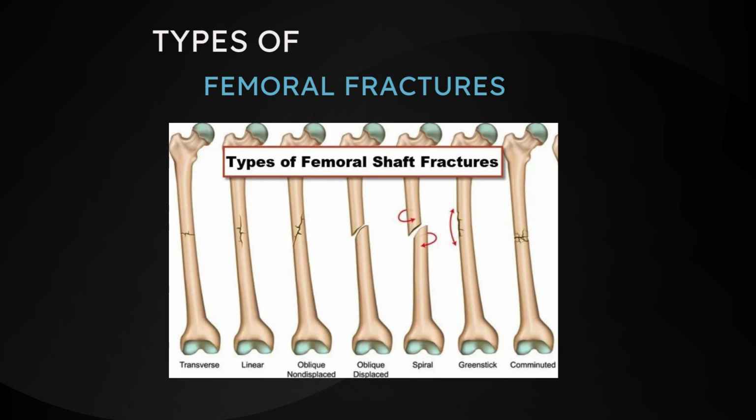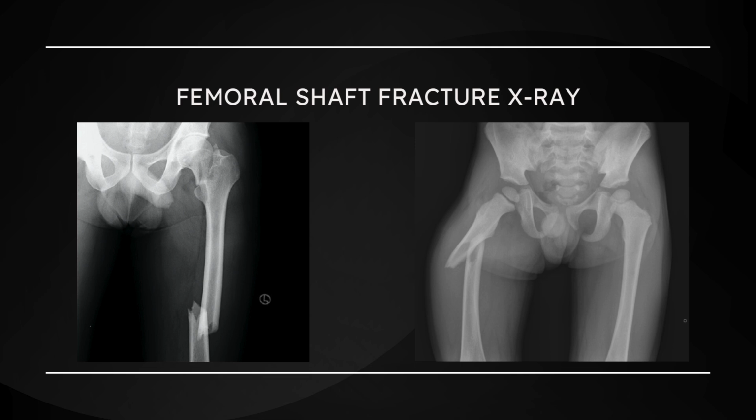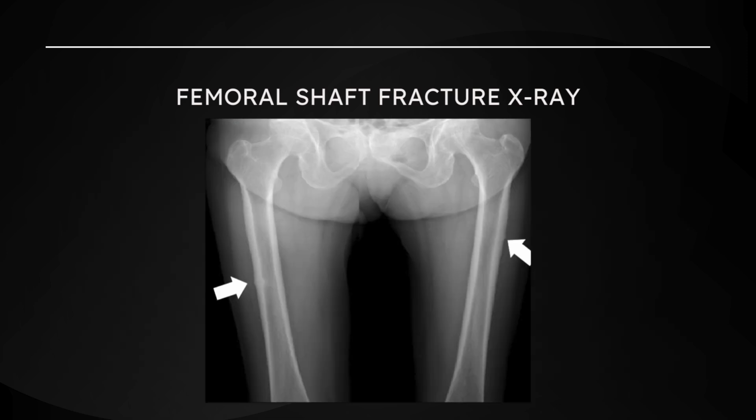Just like any other bone, there are different types of fractures, although the most common is an oblique displaced fracture. These are two different x-rays that show a more obvious fracture where you can clearly see the displaced bone. This is another x-ray of a femoral shaft fracture, but it is less obvious because it is less severe.